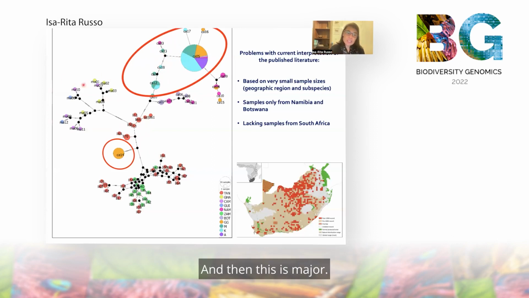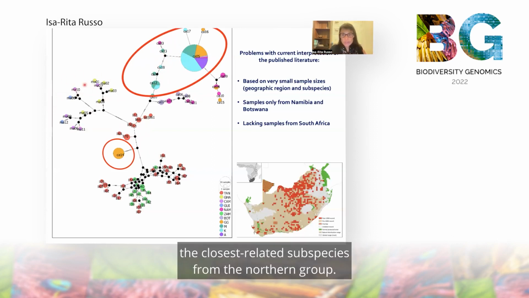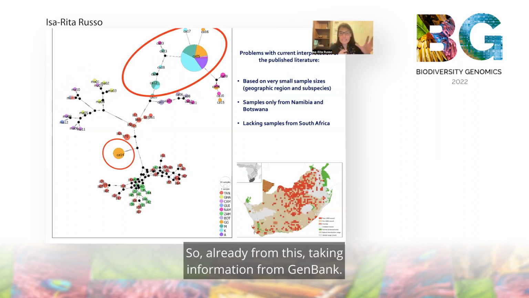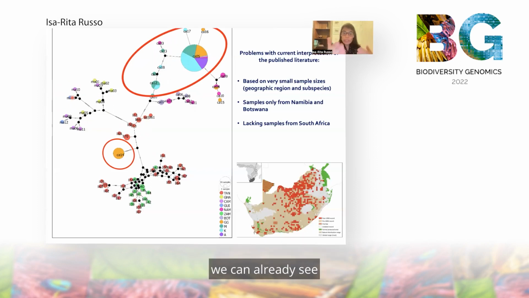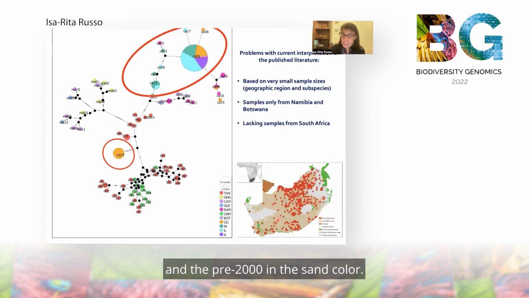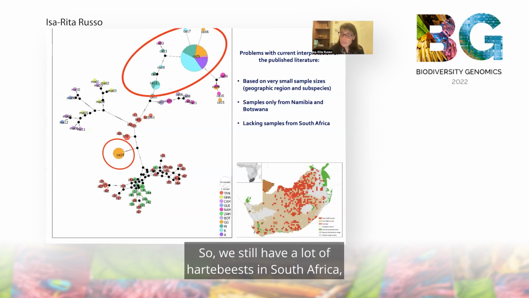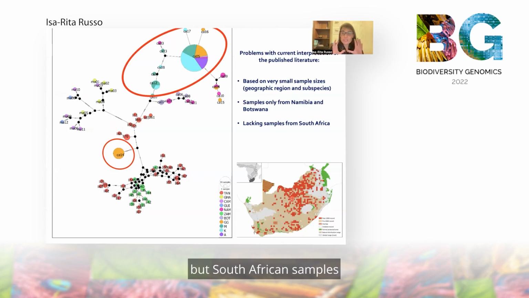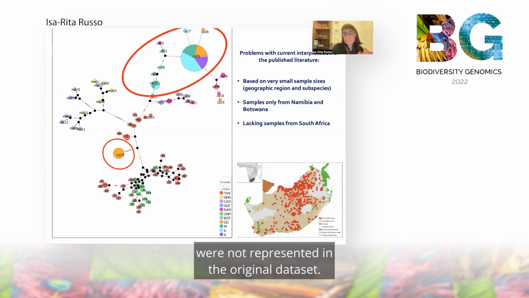And then this is another subspecies, the closest related subspecies from the northern group. So already from this, taking information from GenBank, so we downloaded the sequences from GenBank, and putting it into the context of new information, we can see that there's something really interesting going on here in South Africa. You can see in this little map at the bottom the post-1999 records for hartebeest in South Africa, and the pre-2000 in the sand color, which are also records for hartebeest. So we still have a lot of hartebeest in South Africa, but South African samples were not represented in the original data set.